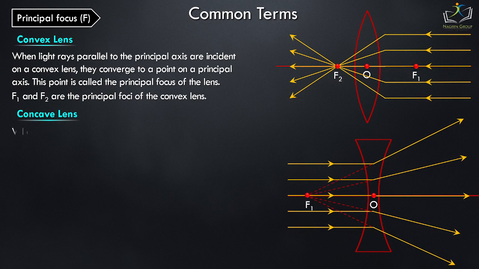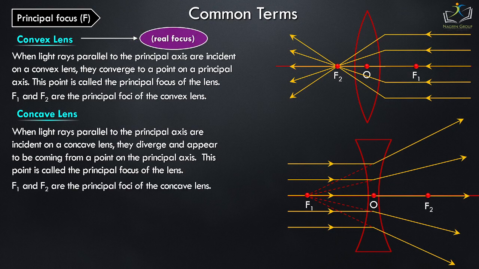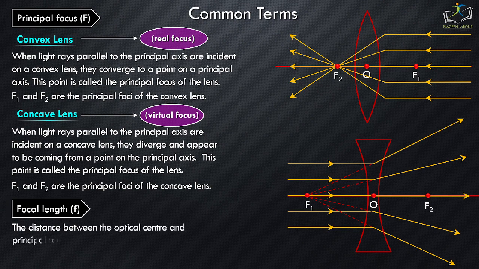So here this is f1. When light rays parallel to the principal axis are incident on a concave lens, they diverge and appear to be coming from a point on the principal axis. This point is called the principal focus of the lens. Now f1 and f2, these are the principal foci. Convex lens gives real focus. Concave lens gives virtual focus.